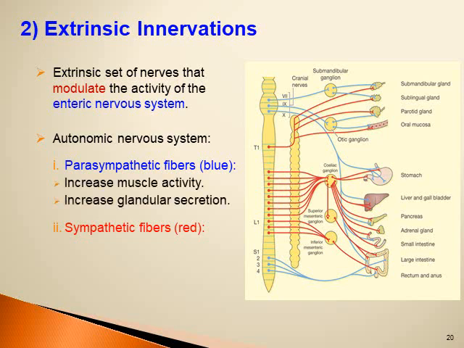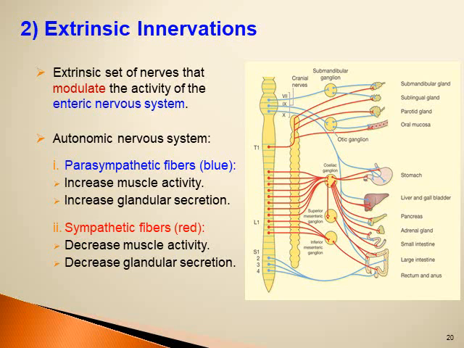The parasympathetic is excitatory. The general rule in the digestive system is that the parasympathetic division is excitatory. It increases muscle activity and increases the glandular secretion. The sympathetic, which usually acts opposite to the parasympathetic, will decrease the muscle activity and decrease the glandular secretion. And we know that the parasympathetic system is the system of rest and digest. So that's why the digestive system is active when the parasympathetic system is active.